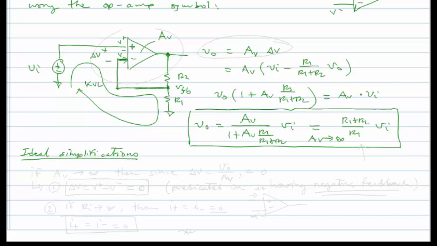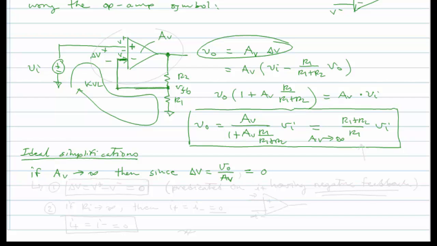So if AV is, let's say, essentially infinite, okay, then since delta V is equal to VO over AV, right, that's just a different expression, same thing as this guy here, but we're solving for delta V, then delta V has to be equal to 0, right, in the limit, since V out is going to have some finite range.